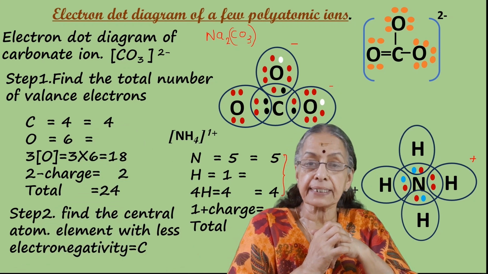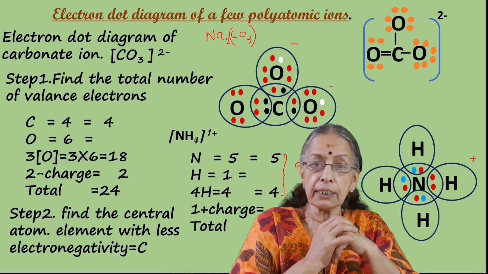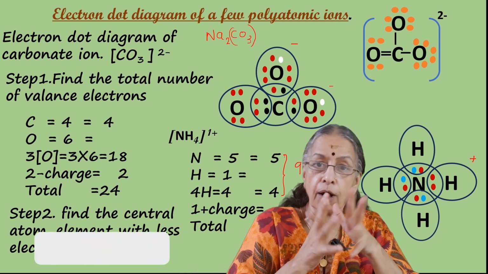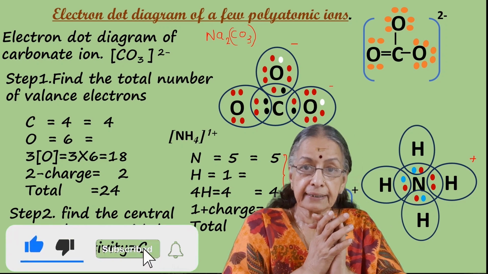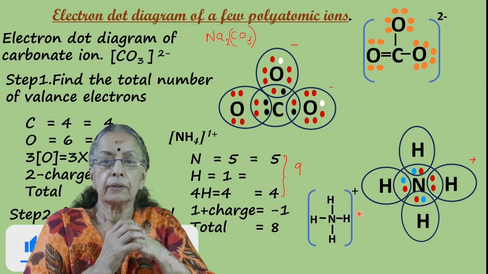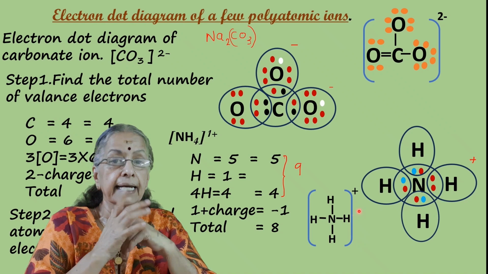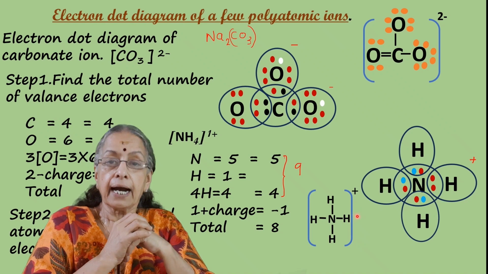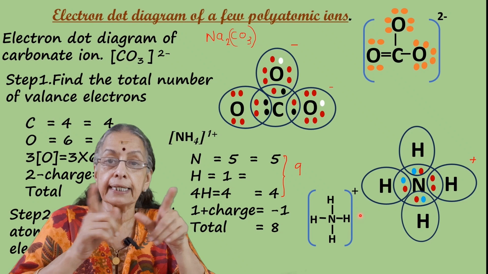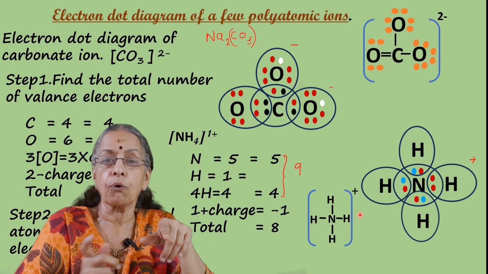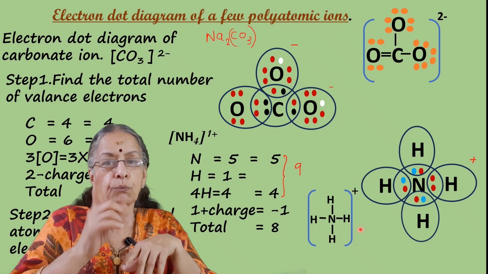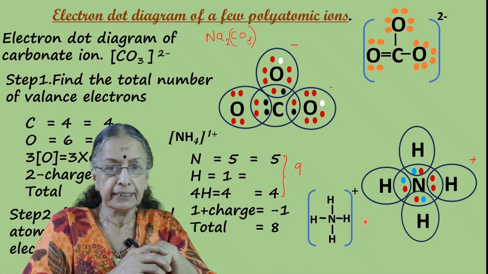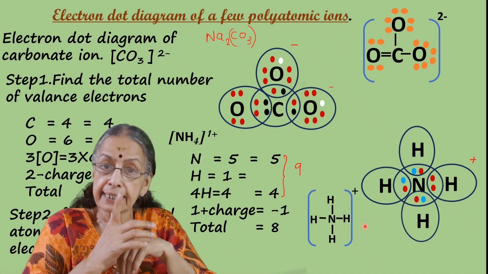Now, how is it represented? This is the electron dot diagram for the bond formation. How is the ion represented? There are no lone pairs here. It is represented like this: nitrogen in the center and nitrogen forms a single bond with all the 4 hydrogen atoms, and the whole thing bears one positive charge because one electron is less.